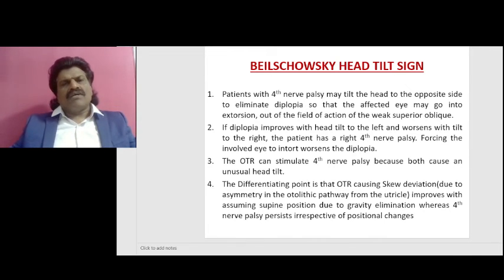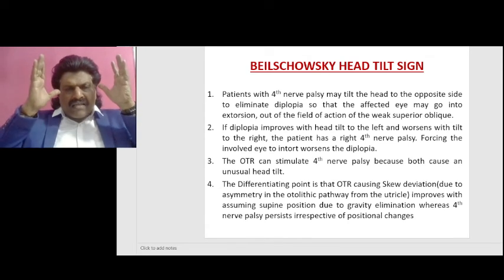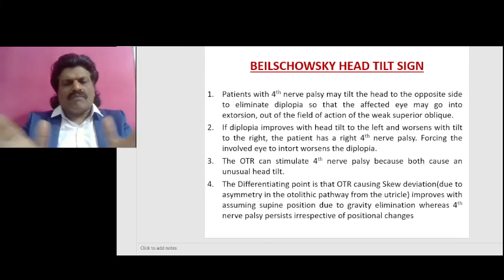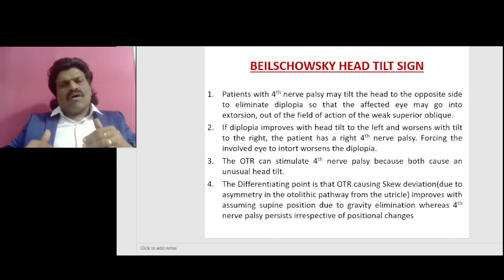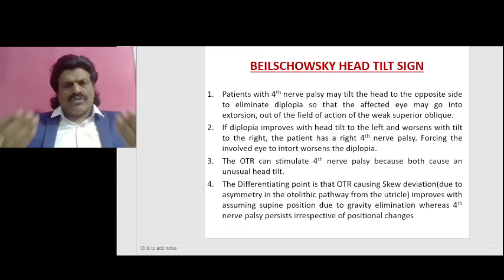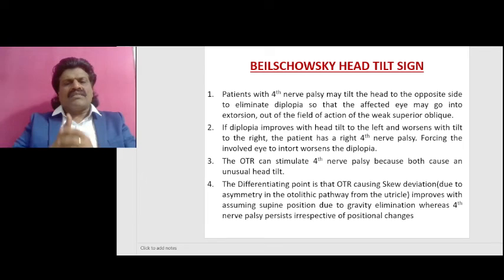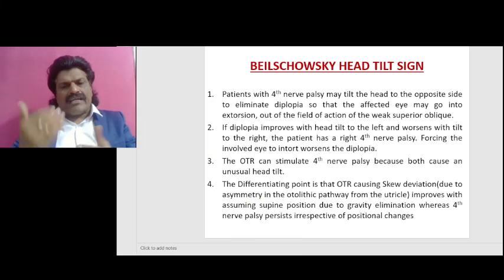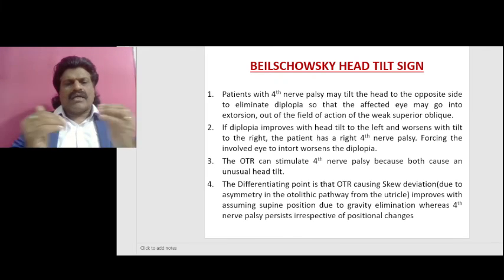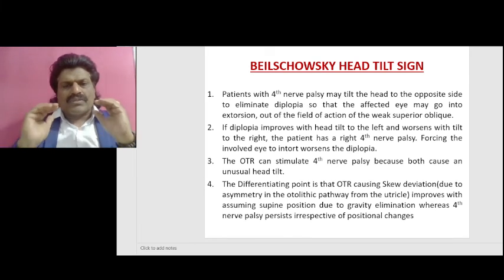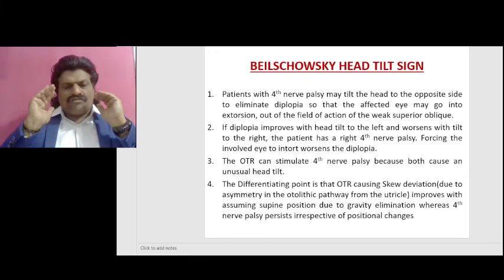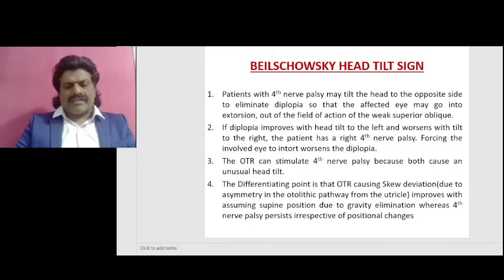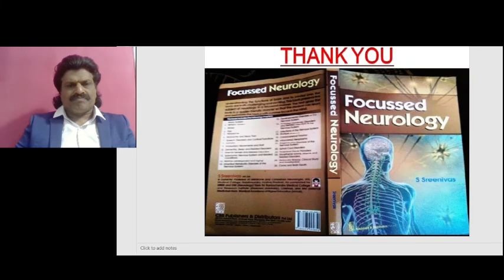positional changes. Fourth nerve palsy is a palsy, so irrespective of positional changes, the deficit continues to remain, whereas ocular tilt reaction, skew deviation, is because of the asymmetry in the otolith pathway from the utricle, and therefore it changes with head position and improves with assuming supine position due to gravity elimination. Whereas fourth nerve palsy persists irrespective of positional changes.